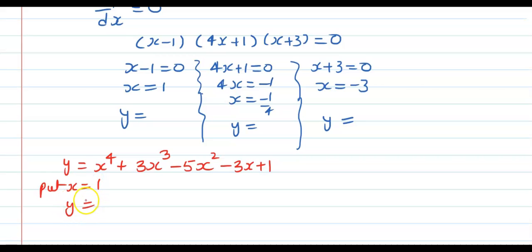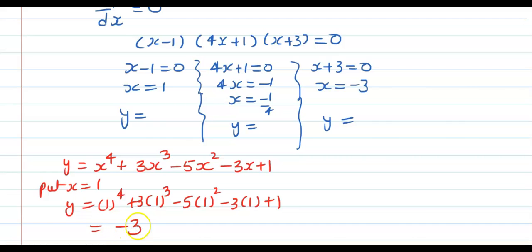If you put x equal to 1, so it will be 1 to the power 4 plus 3 times 1 to the power 3 minus 5 times 1 to the power 2 minus 3 times 1 and plus 1. If you solve this, you get 1 plus 3, that is 4, minus 5, that is minus 1, and minus 3 plus 1, that is minus 4, so that is minus 3. So you are getting minus 3. So here you got minus 3. So 1 and minus 3.